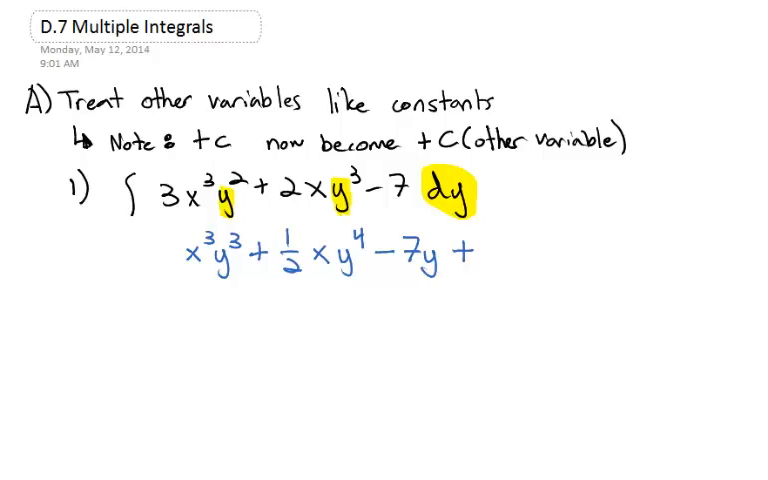Don't forget we have to add a plus constant, but that constant is going to be a function in terms of the other variable. In this case, it's in terms of the other variable x. So you might see plus f of x, plus g of x, plus c of x, some type of constant function that only has that other variable in it.